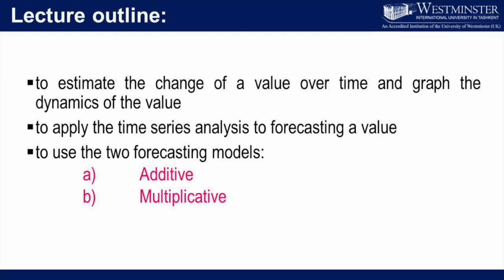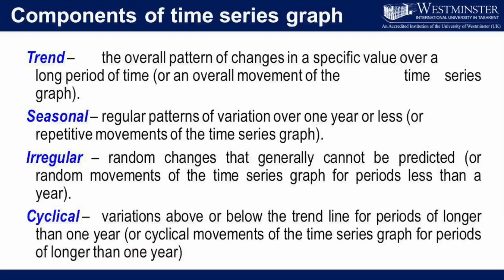All right, there are four components of a time series graph. The first one is the trend. So the trend is something that shows the overall direction of something happening. For example, it can be sales, it can be number of people, it can be electricity consumption, electricity production, or anything.